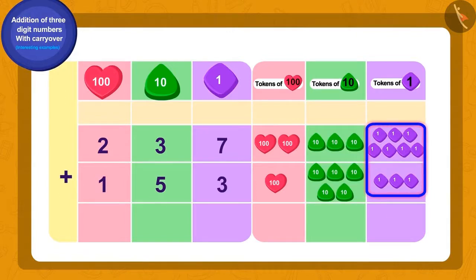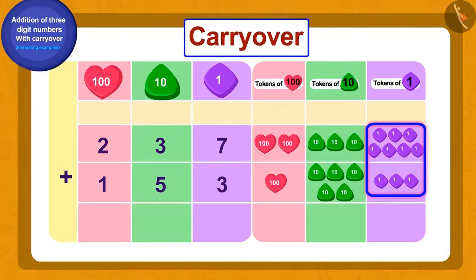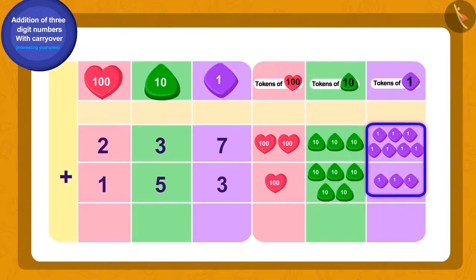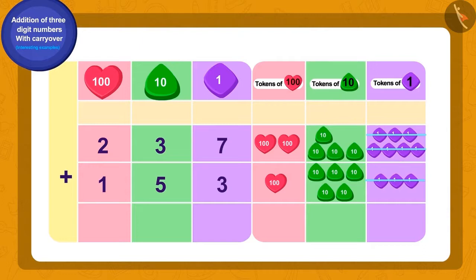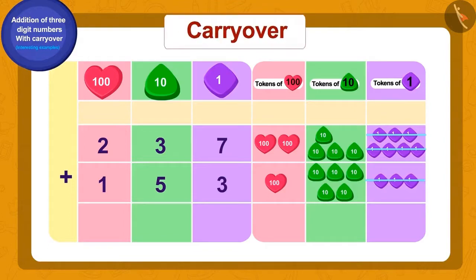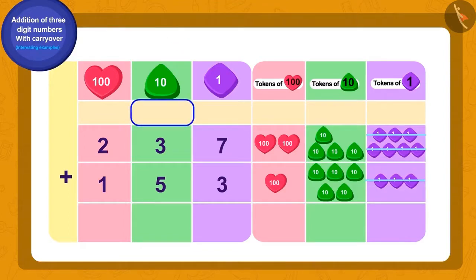We have a total of 10 ones tokens. What can we do now? Yes, we will use carryover. Add 10 ones tokens to make 1 token of tens. We will write this 10 token along with the rest of the tens tokens. And using the carryover process, we will show it by writing a 1 in the tens digit place. Now we do not have any ones token left. So how do we write it now? We will write a 0 for this.